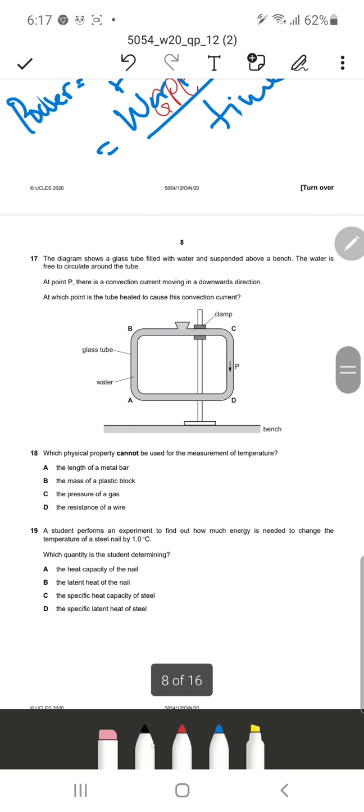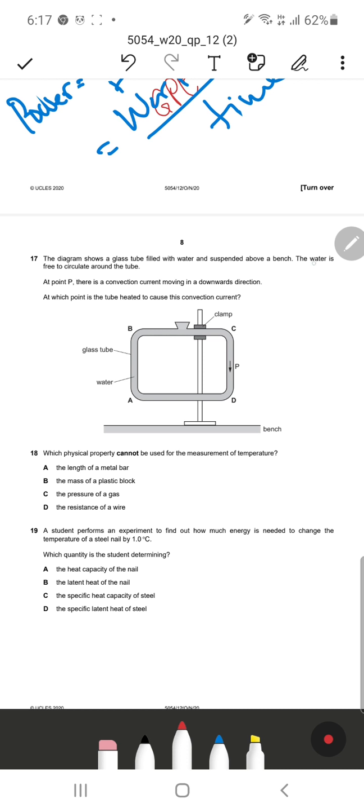Easy. Question number 17, it says the diagram shows a glass tube filled with water and suspended above a bench. The water is free to circulate around the tube. At point P there is a convection current moving in the downward direction. So this is the point P and this is the direction of the convection current. Then it says at which point is the tube heated to cause this convection current.